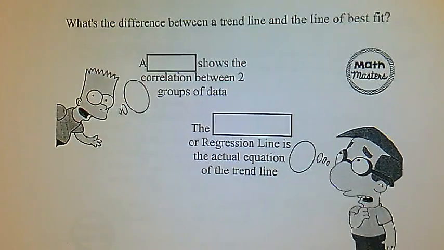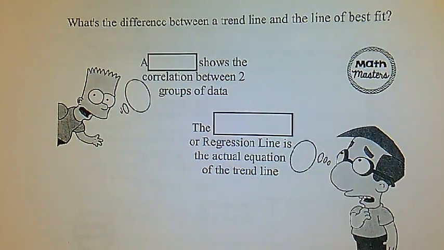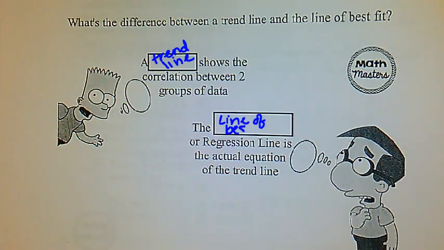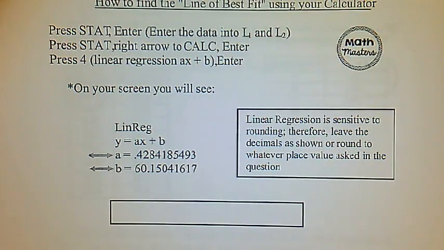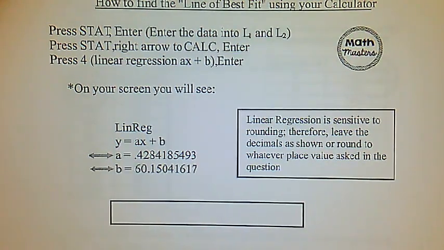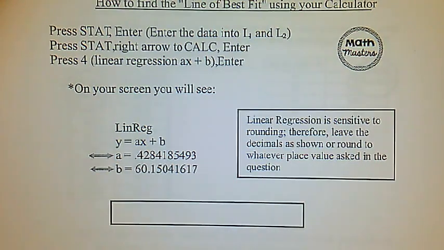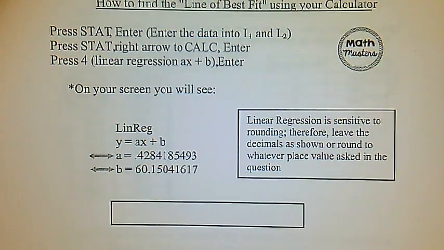Okay, so a trend line and a line of best fit, those are two words that usually are used interchangeably, but really a trend line shows the correlation between two groups of data. The line of best fit is usually what we talk about, okay? And this is an actual equation of the trend line. So this is what we are going to focus on, and I'm going to show you how to do it in your calculator. So before I have you put it in, I'm going to show you, once we get our actual regression, you have to understand how to actually write it down. Okay.